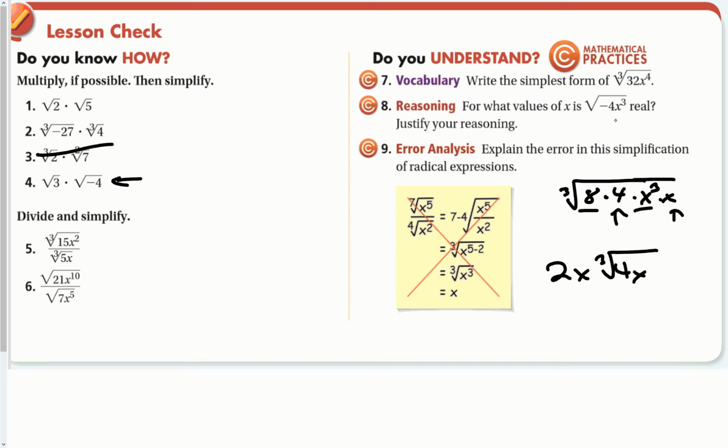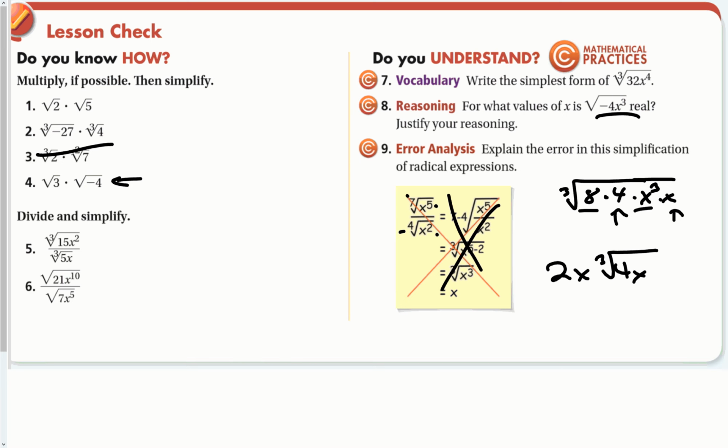For what values of x is this real? As long as x is negative, then this is a negative times a negative to become positive. And never do this. Never subtract. I take that back. We can do something with this. We're just not there yet. But it's not this. So that's not right.